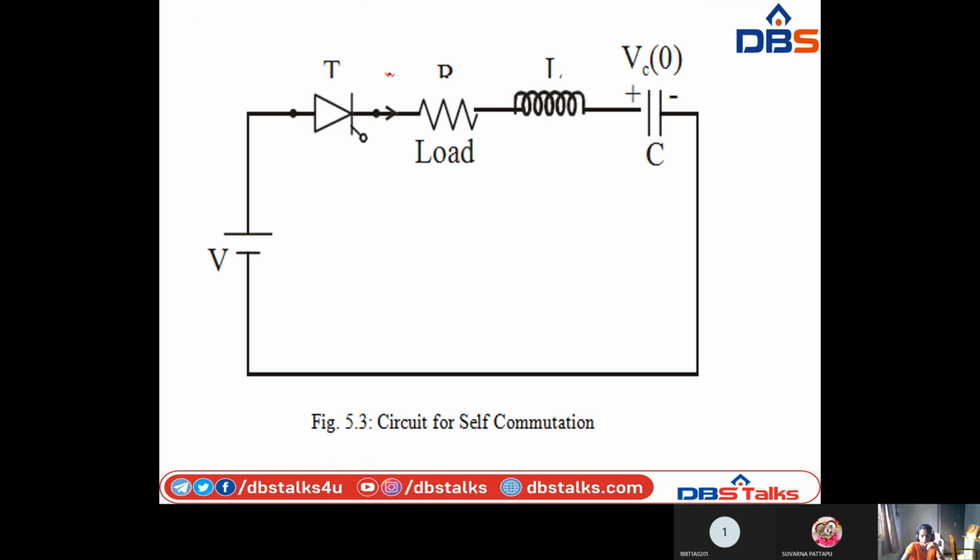Now let us draw the self commutation circuit. This is the thyristor, connected to resistance, inductance and capacitance. Whenever we give supply, the current flows from the thyristor to the load, inductor and capacitor. So this is the circuit diagram for self commutation.